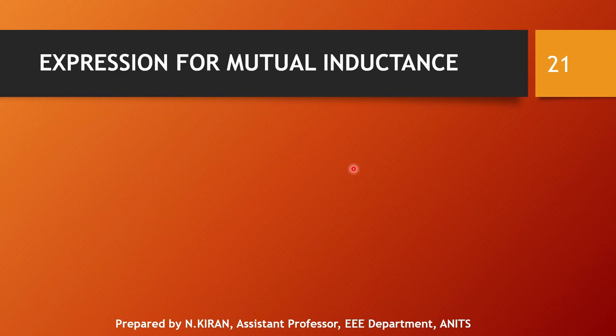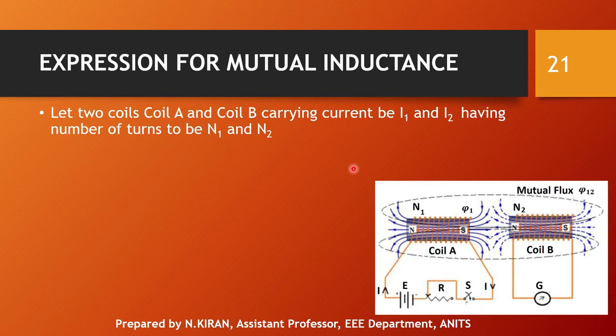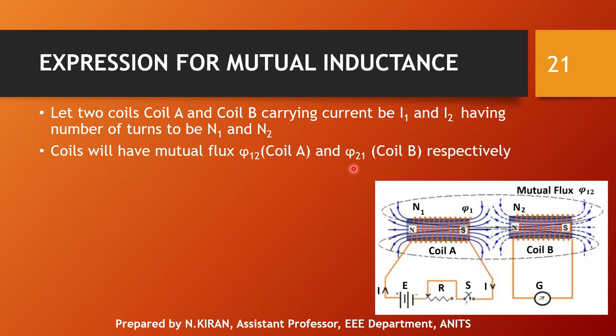Expression for mutual inductance. In the same example, let us consider the current in coil A to be I1, the current in coil B to be I2, and the number of turns to be N1 and N2 respectively. Phi12 is the mutual flux, which indicates the flux produced by the first coil which is linking the second coil. Similarly, if this arrangement is changed from coil A to coil B, we get a mutual flux phi21, which is the flux produced by the second coil which is linking the first coil.